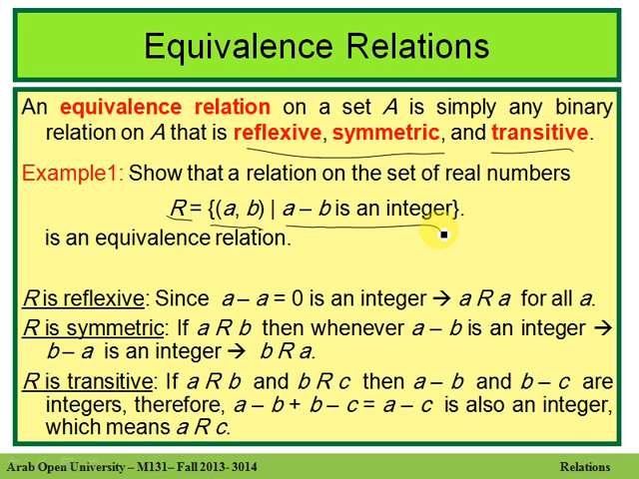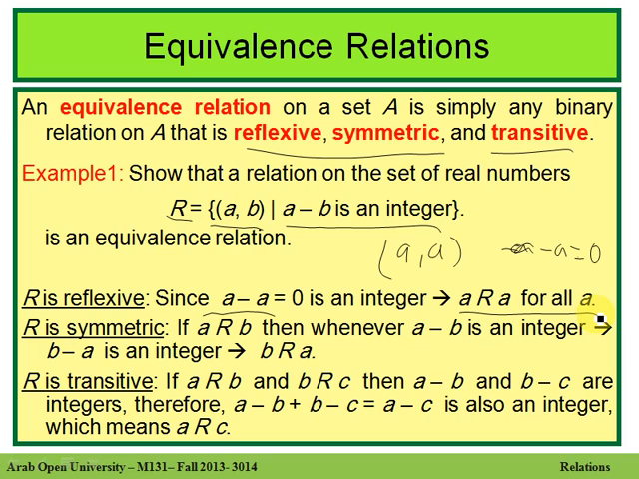Now for reflexive: if there is a in the set, there should be (a, a), right? So if you take (a, a), then a minus a is always 0. If you take a as 1, 2, 3, 4: 2 minus 2 is 0, 3 minus 3 is 0, 4 minus 4 is 0. So 0 is an integer, right? Since 0 is an integer, a relates with a for all a. It's clear? This is reflexive.